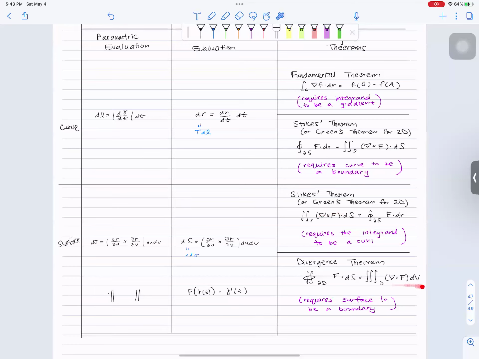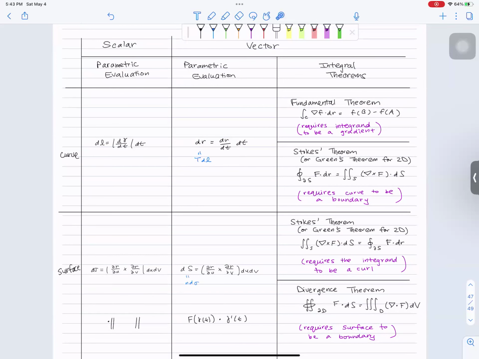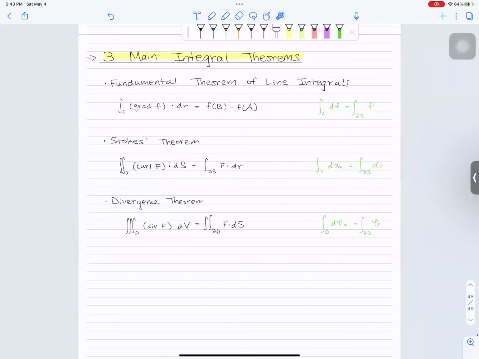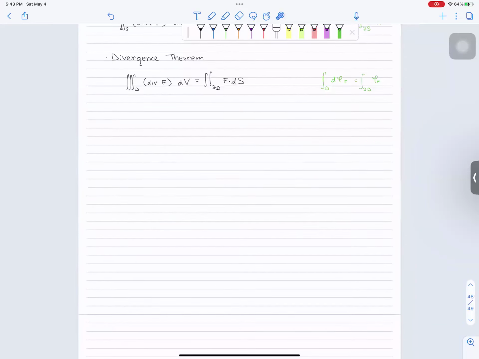Divergence, it's usually always this direction. This one is too hard, so instead you find the divergence. And in terms of curves, you have the fundamental theorem. Remember the independence of path theorem. Okay, and yeah, three main integral theorems. And that's it.